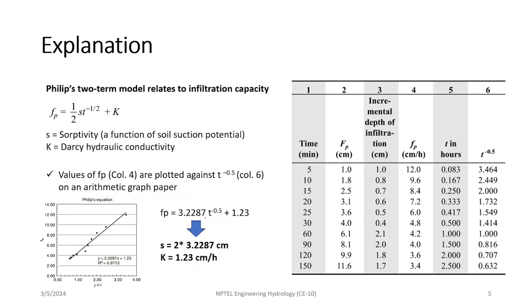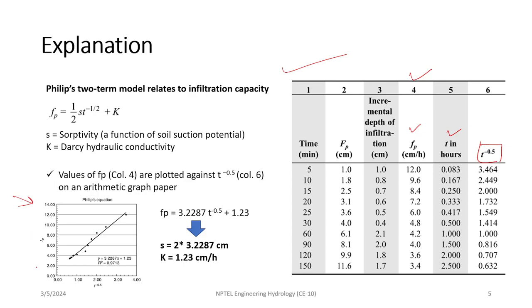Now we will be looking into the graph. Ashish, you mentioned everything correctly. In column number 4, we have computed the incremental infiltration rate. Then we have also converted the time that was given in minutes into hours, and we have also computed the t value to the power of minus 0.5. Now we are going to plot this graph.